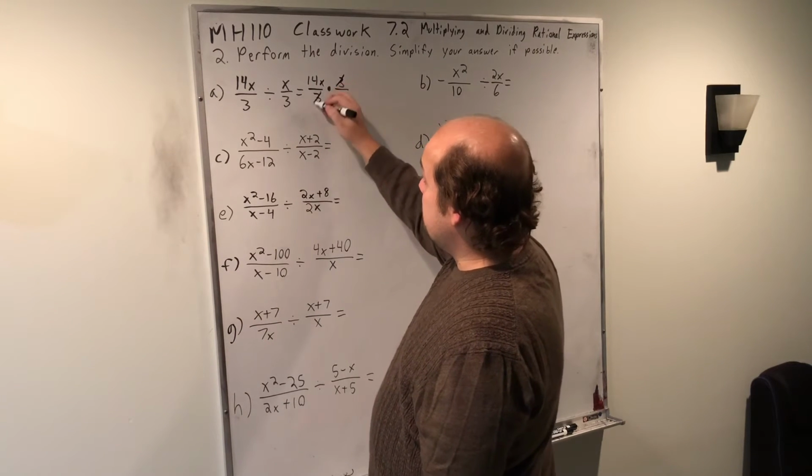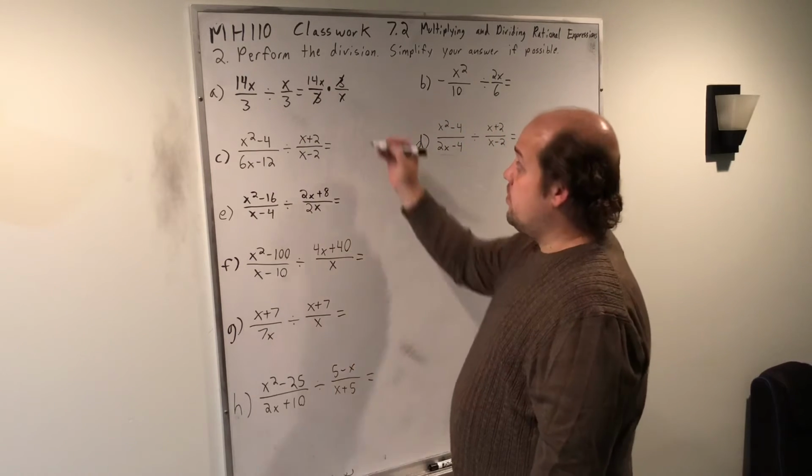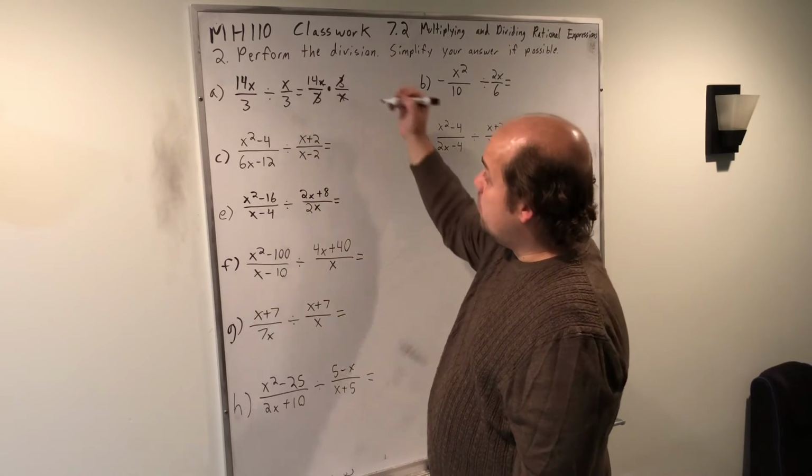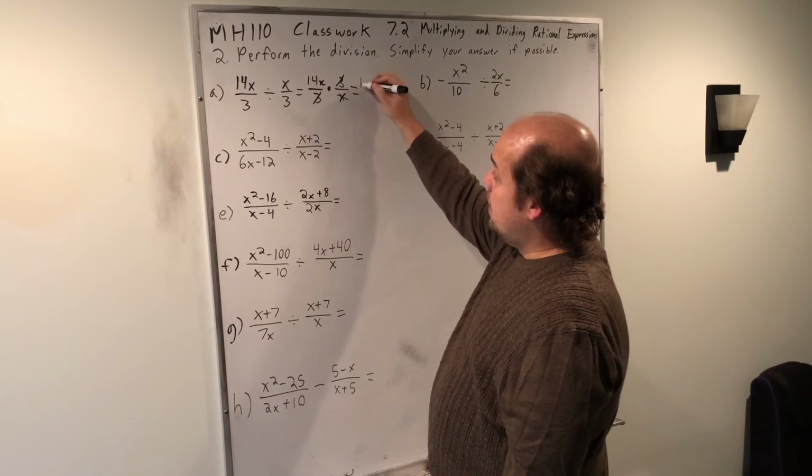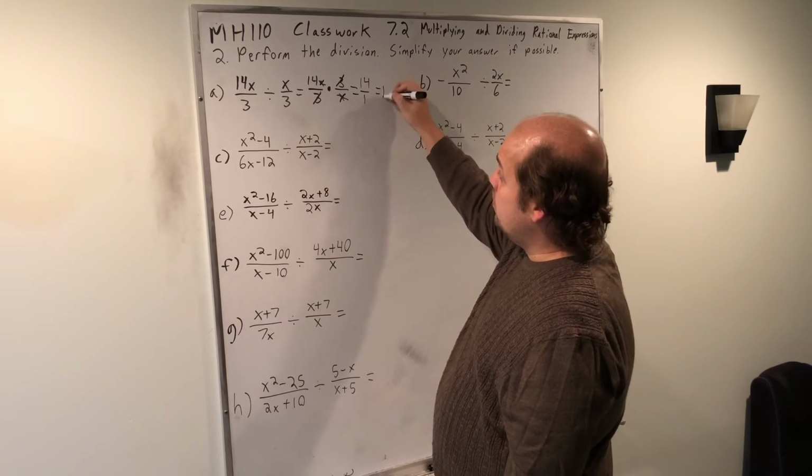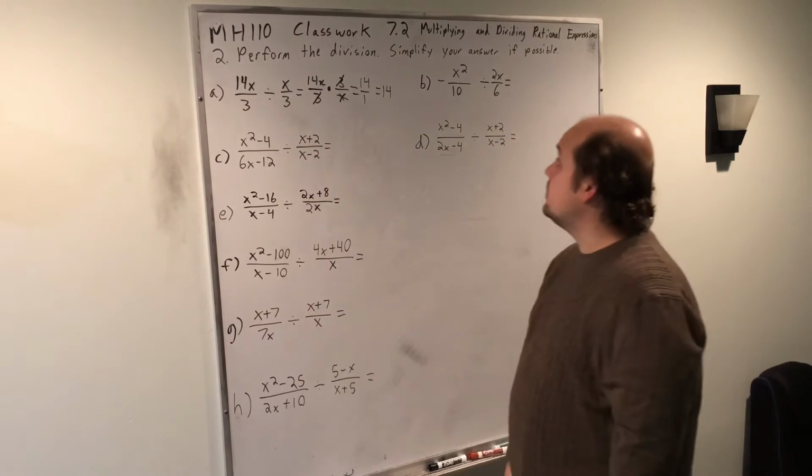I now see these 3's are a repeated factor that can be reduced, and these x's are a repeating factor that can be reduced. I'm left with 14 over 1, which just equals 14.